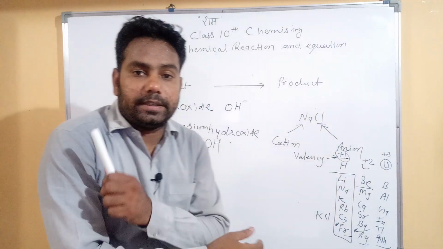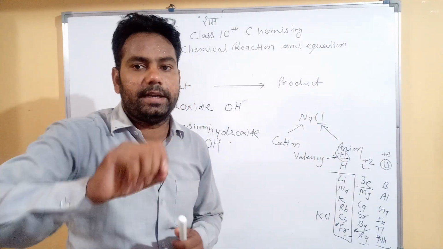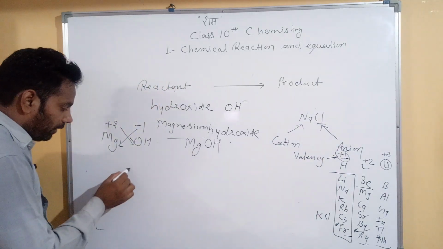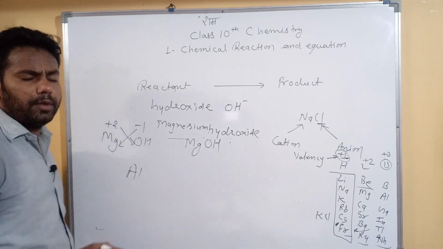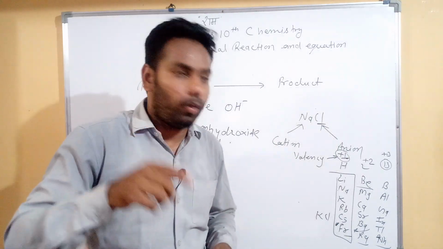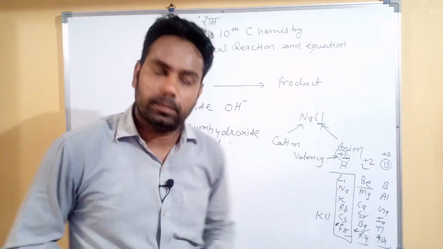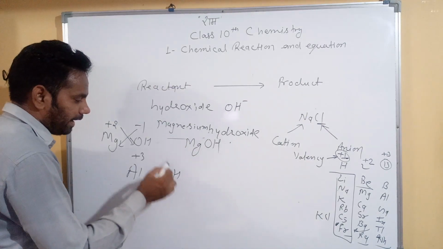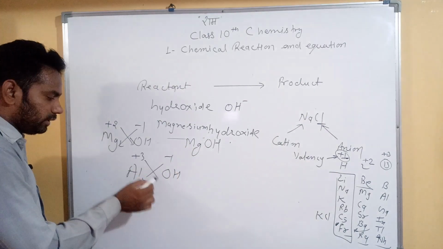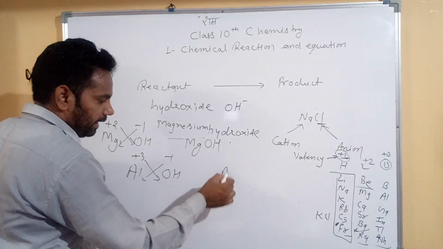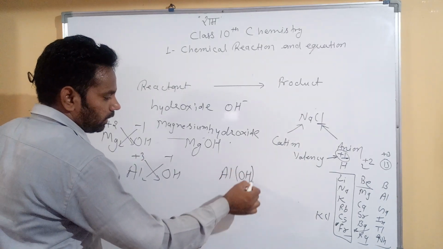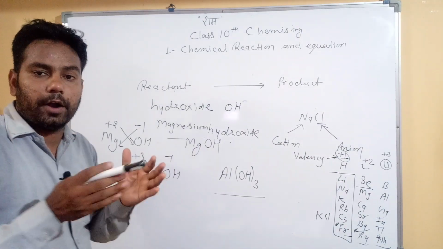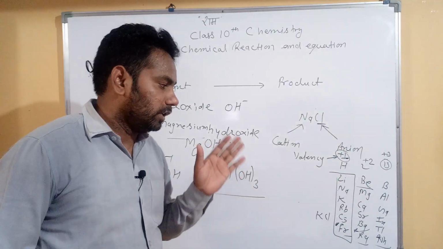Again, one more thing: aluminium hydroxide. You write the formula of aluminium hydroxide. So aluminium valence is, I forget it. It belongs to group 13, so its valence is +3. Then hydroxide OH negative, so cross multiply. Its formula is Al(OH)3. That's all. The formula of aluminium hydroxide is Al(OH)3.